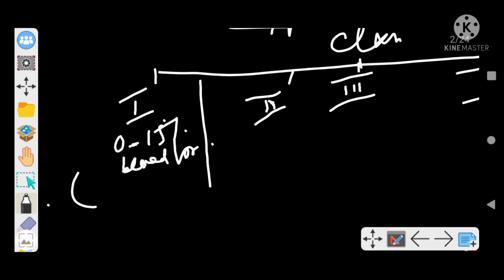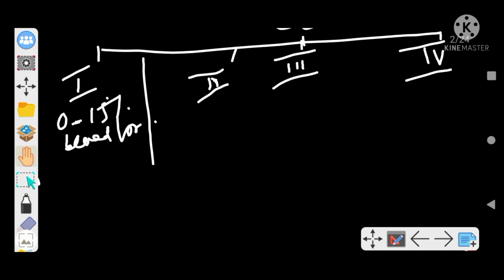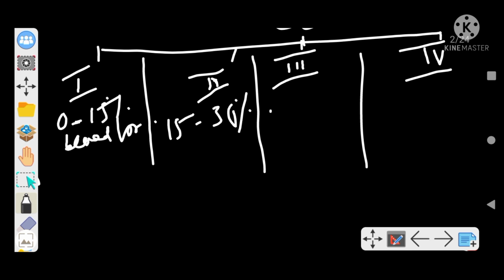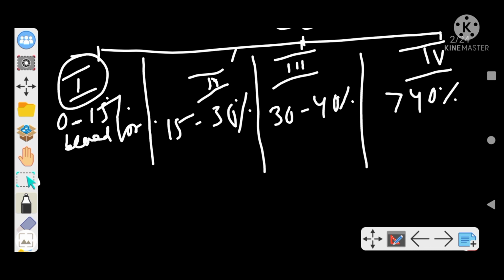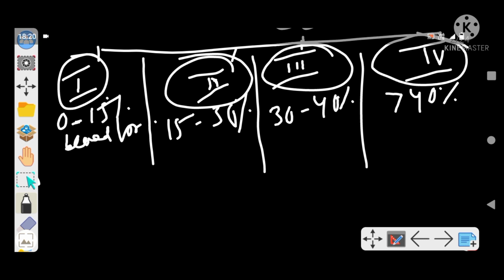First I will tell how much percentage of blood loss there is in all classes, so this will make things easier. In class 1 there is 0 to 15% blood loss. In class 2 it is 15 to 30%. In class 3 it is 30 to 40%, and in class 4 it is more than 40%. This is the classification of hypovolemic shock, based on the percentage of blood loss. I am repeating: class 1, 0 to 15%; class 2, 15 to 30%; class 3, 30 to 40%; class 4, more than 40%.